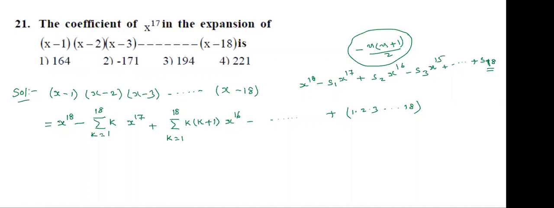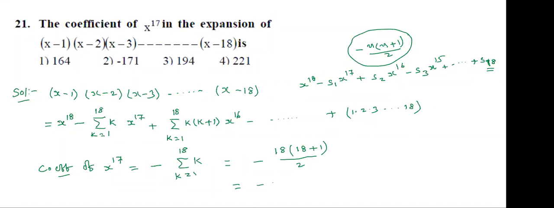Here they are asking the coefficient of x power 17. What is the answer, students? Minus sigma k, k is equal to 1 to 18. That means the sum of 18 natural numbers. 18 into (18 plus 1) by 2. Now this is minus 9 into 19.